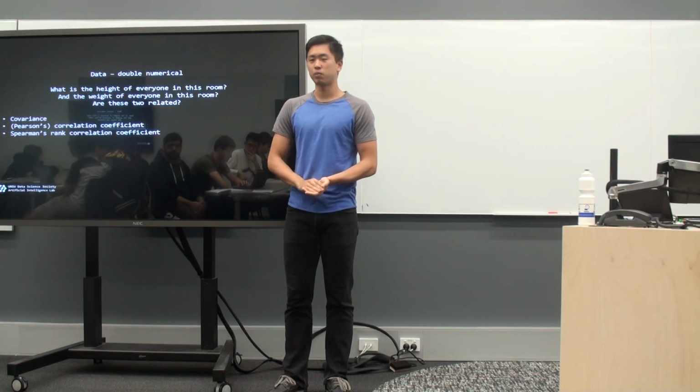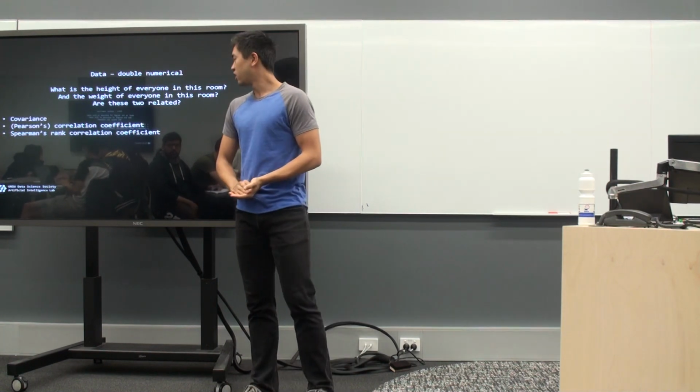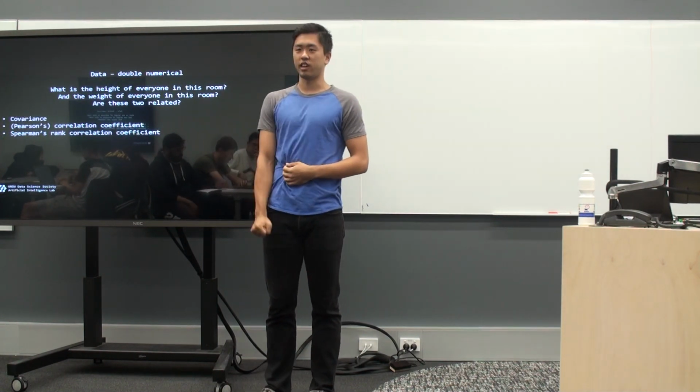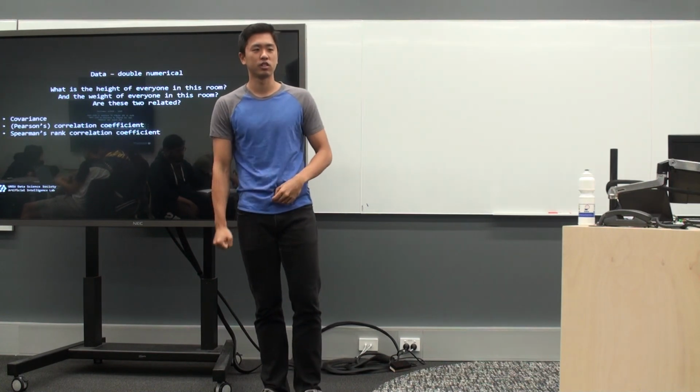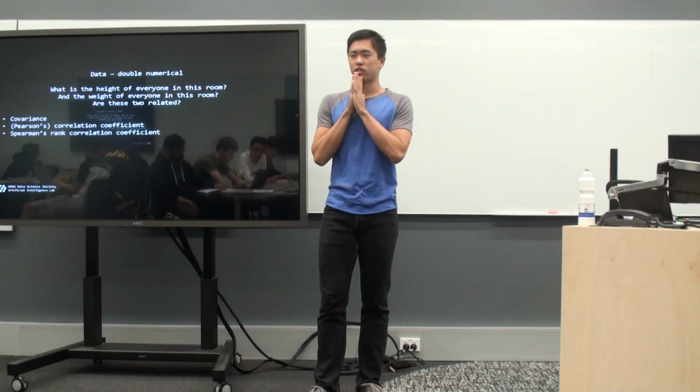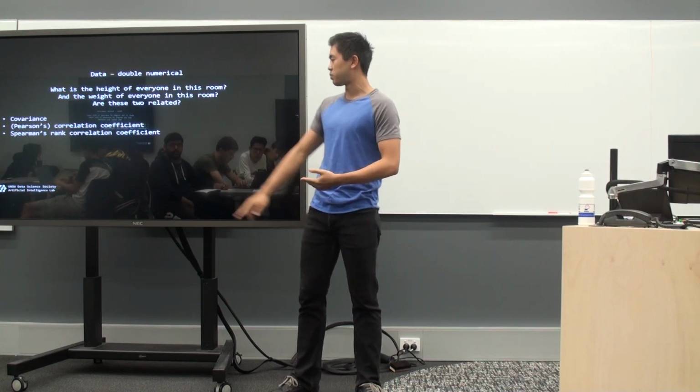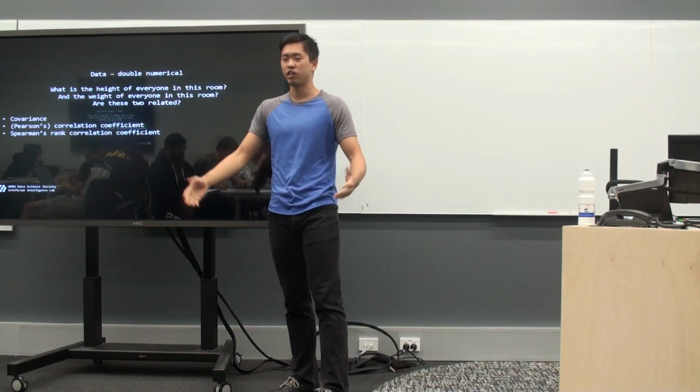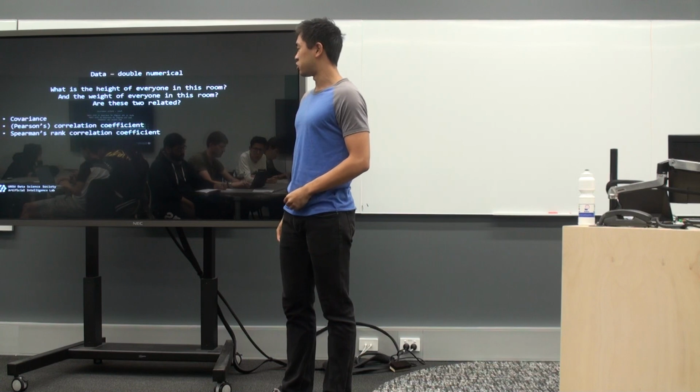There are a couple of ways of doing that, and the three that I'll talk about are covariance, Pearson's correlation coefficient, and Spearman's rank correlation coefficient. The most commonly used one is the Pearson's correlation coefficient, but I'll give a brief overview of the other two as well.